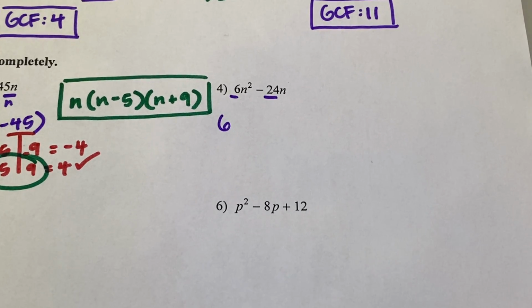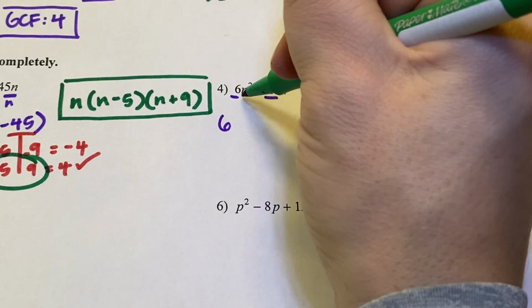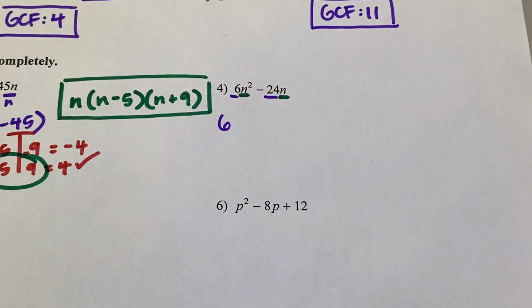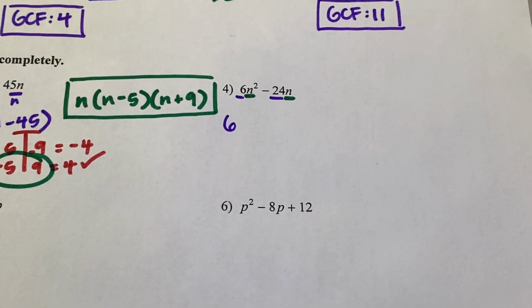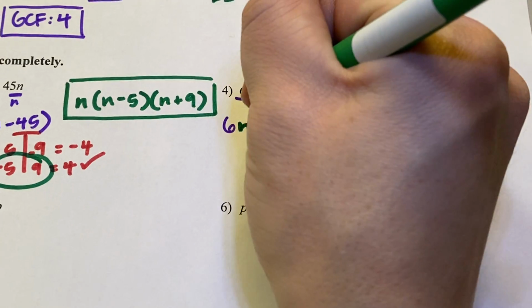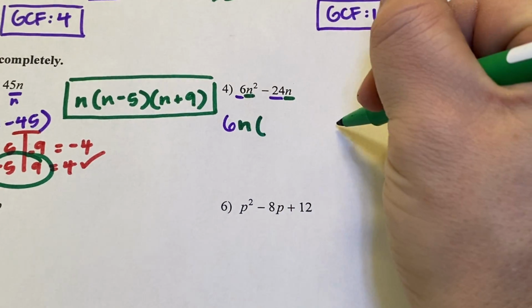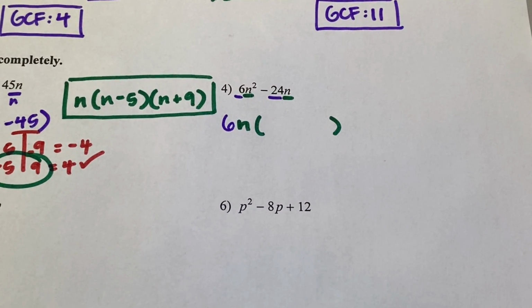Now look at your variables. This guy has 2 N's. This guy has 1. Take the smaller amount. How many can I take? 1. Nice job. Okay, so we could take out a 6N. They had that in common.